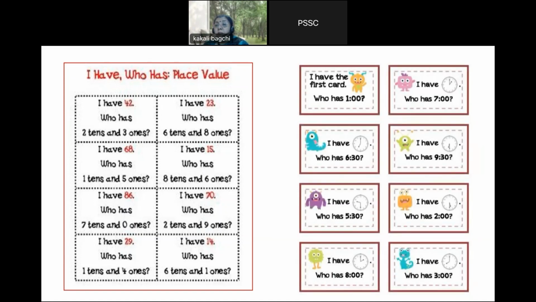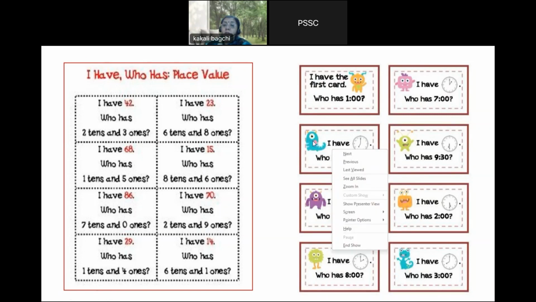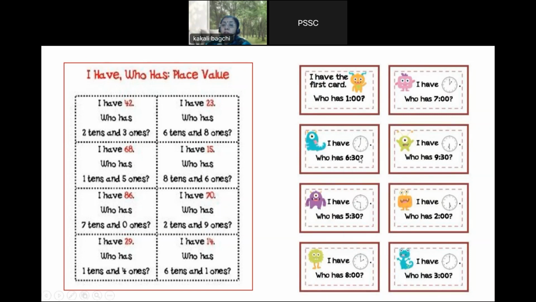Similarly, for teaching them clock timing, give the flashcards. Everybody will have a picture. This child will say, I have got this one. Who has got 6:30? The one who got 6:30 will stand up and show this is 6:30. It's not that you will have to teach, this is 6:30. No. They will put the question and somebody from them will give the answer.